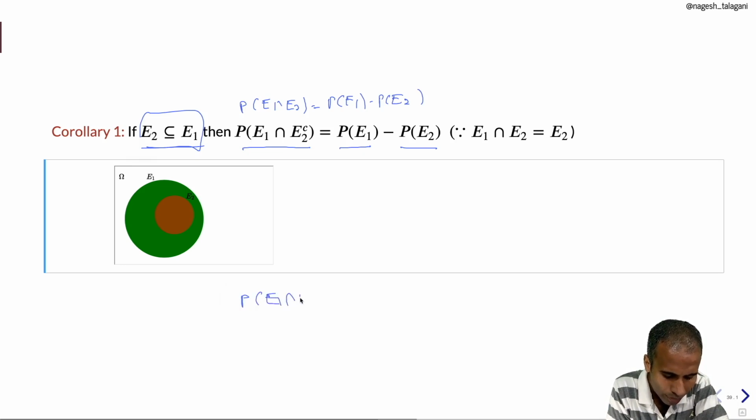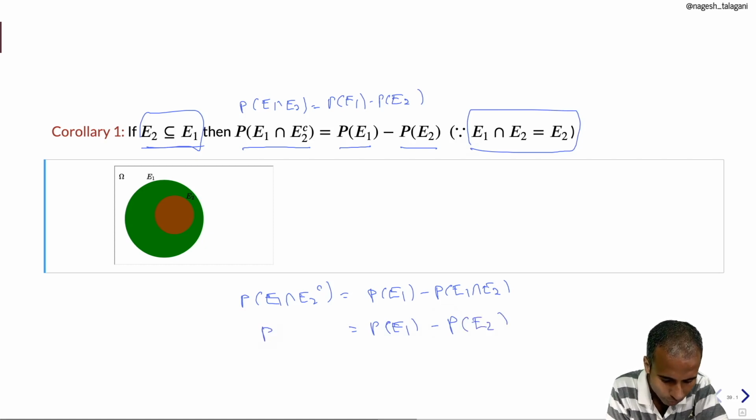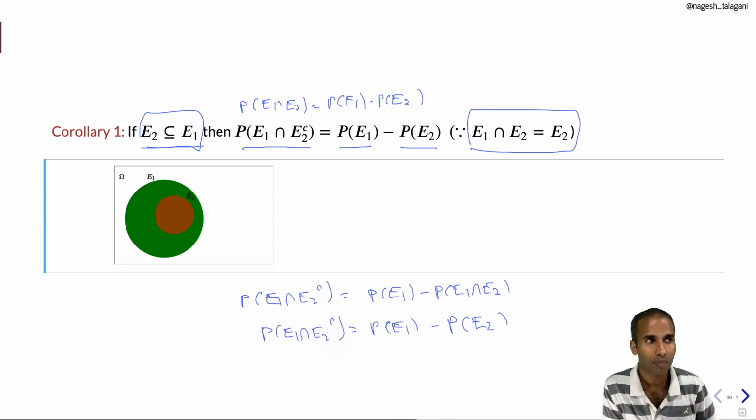Probability of E1 intersection E2 complement, from the previous theorem I can write probability of E1 minus probability of E1 intersection E2. But E2 is subset of E1, right? So we have this E1 intersection E2 going to be equal to E2. Therefore, in the probability of E1 minus this E1 intersection E2, I can write E2. Okay, therefore the probability of E1 intersection E2 complement equal to this one. Okay, this is the result. Corollary 1. Next.